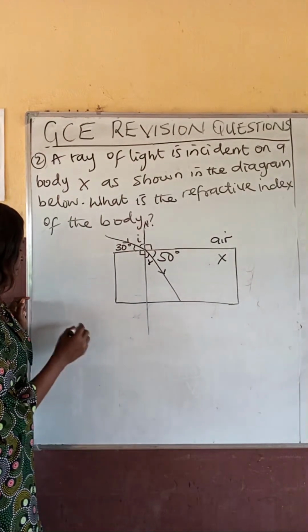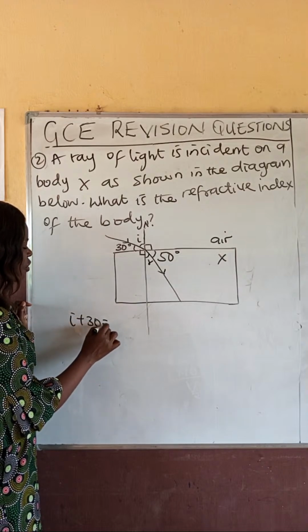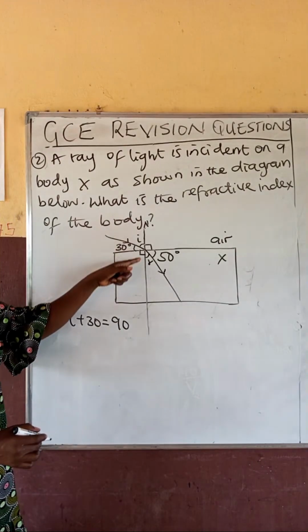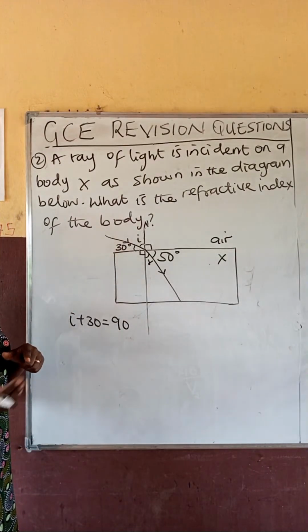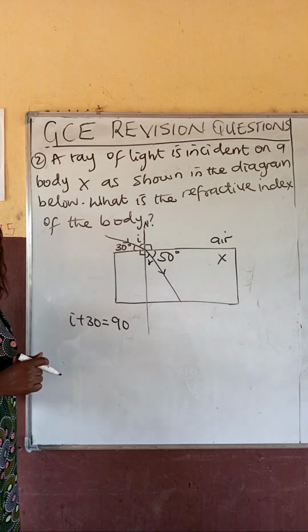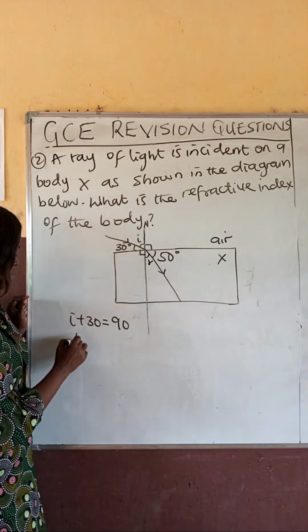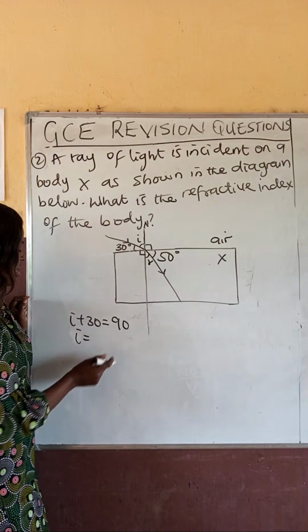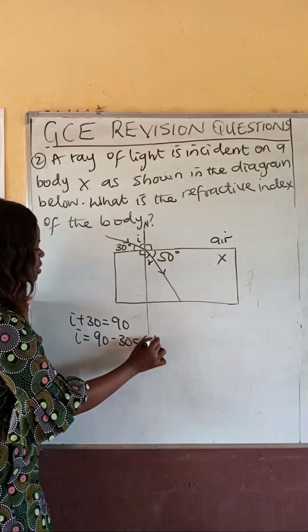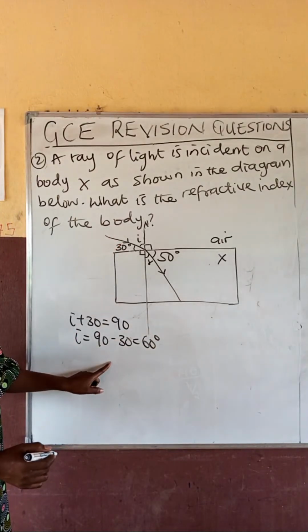Okay? By saying that I plus 30 is equal to 90. Alright? Because this is a right angle, we can say that this is a right angle triangle, which is an angle of 90 degrees. So this is equal to 90 degrees. I will take this to the other side. 90 minus 30, I'm going to have 60 degrees. Okay? So my angle of incidence has gotten to be 60.